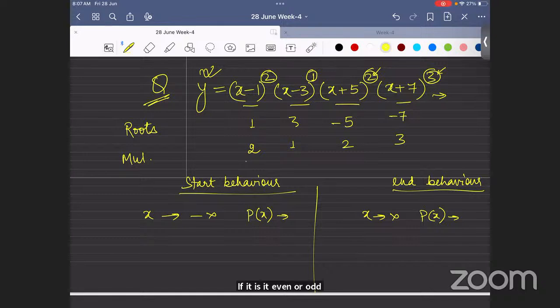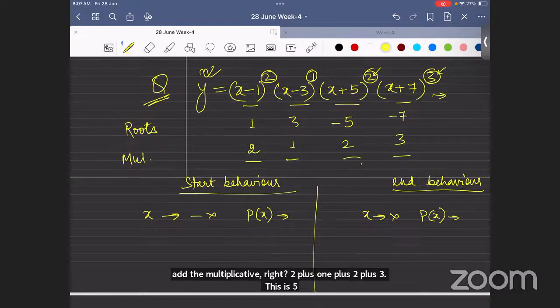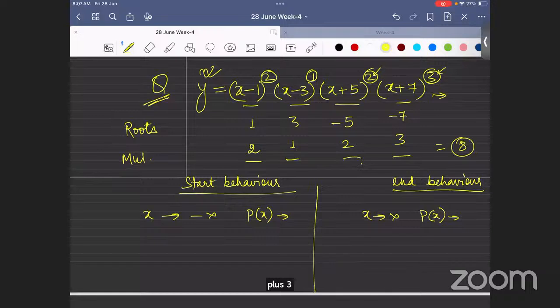You can add the multiplicity, right? 2 plus 1 plus 2 plus 3. This is 5 plus 3. That is basically an even number, 8, correct? So the degree is 8. So the two things that you should be knowing are the degree and the coefficient of the maximum degree.